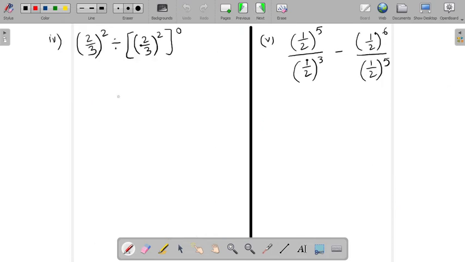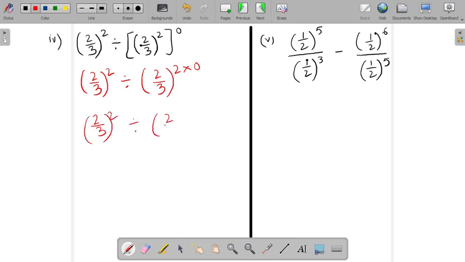In the fourth part, observe. First we will solve this bracket. So we will write the first term as it is, divide. How can we solve the second bracket? 2 multiply 0, 2 multiply 0. So what should it be? 2 multiply 0 will be 0 itself. So it would be 0.